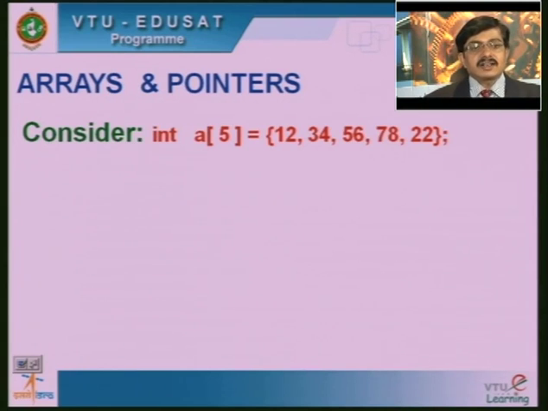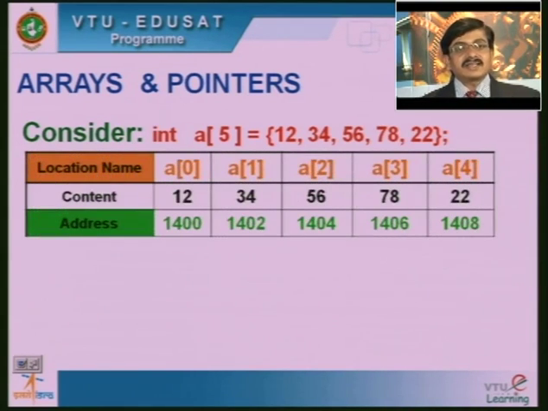So, here A is an array of 5 integer elements where the elements are 12, 34, 56, 78 and 22. Altogether we have 5 elements there, and now in the memory we can see A of 0 is the name of the 0th element, its value is 12 and its address is 1400. Similarly, A of 1, A of 2 up to A of 4.